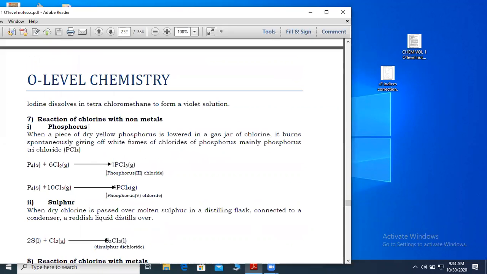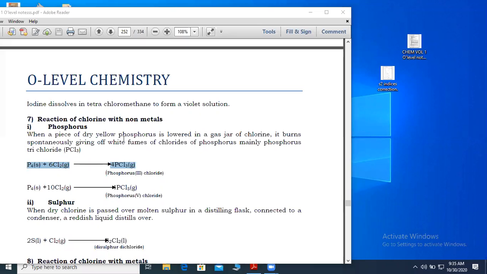Reaction of chlorine with nonmetals, and here we can look at phosphorus. When phosphorus burns in chlorine, it forms phosphorus trichloride. This question was asked in UNEB last year, I think.